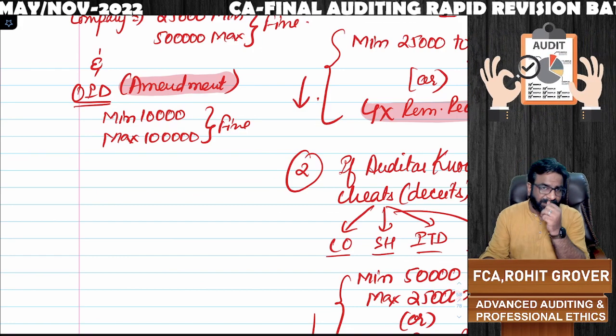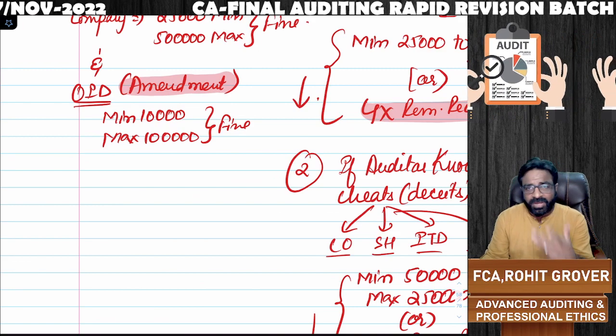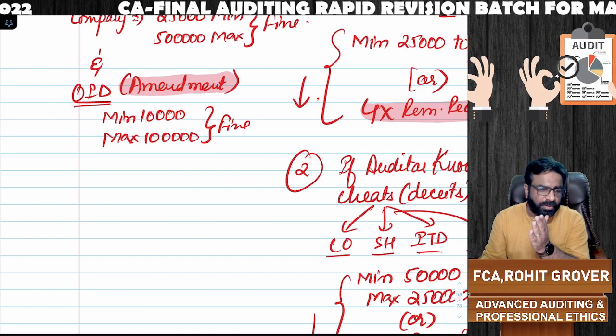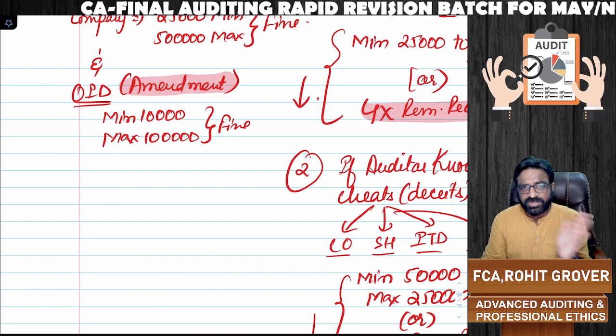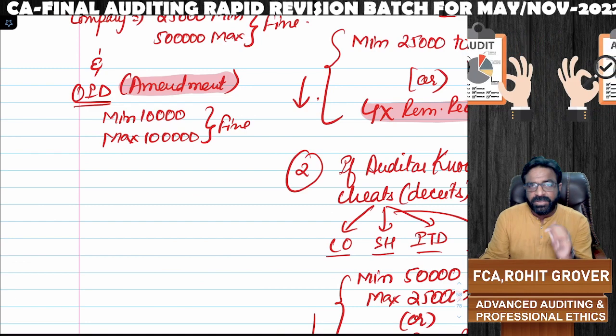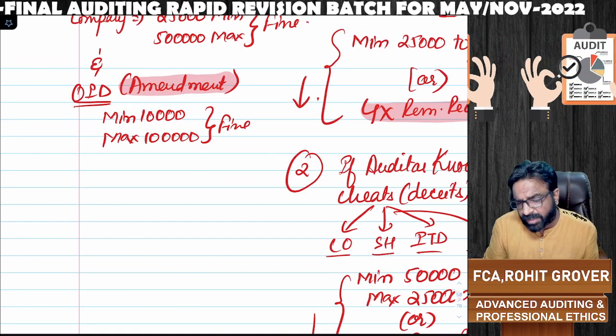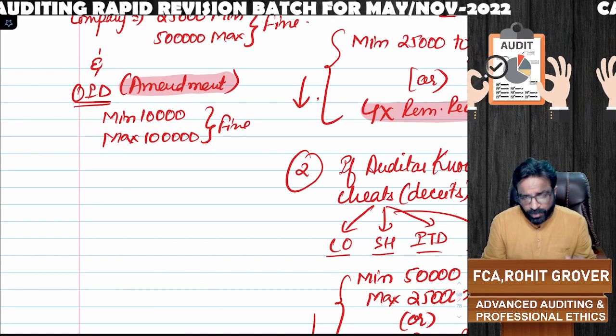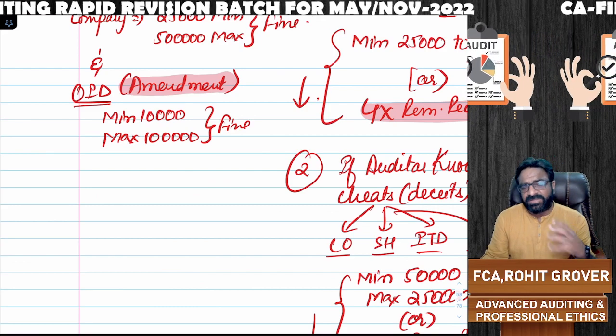After that, we'll jump to professional ethics, where NOCLAR, the new amendment, has come, that is non-compliance of laws and regulations. NOCLAR, non-compliance of laws and regulations. New compliance has come in the professional ethics, and the overview of the Code of Ethics 2020 we are going to do. And after that, we'll move ahead with certain other chapters, right?